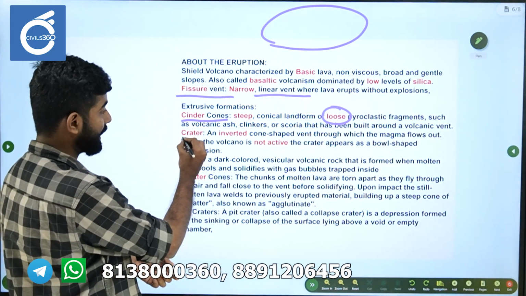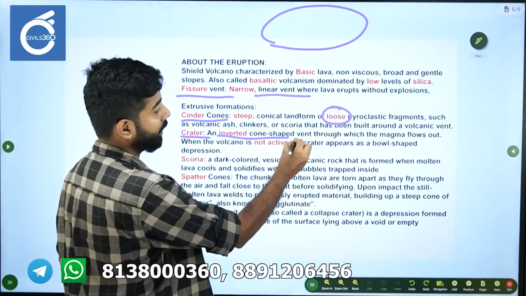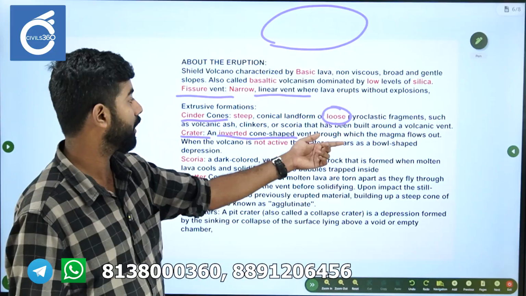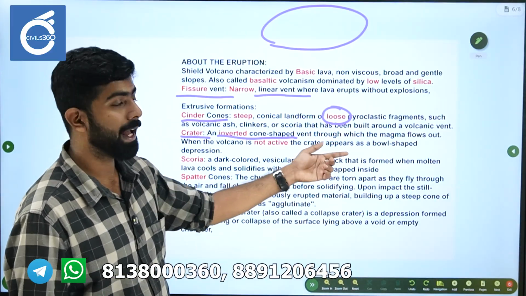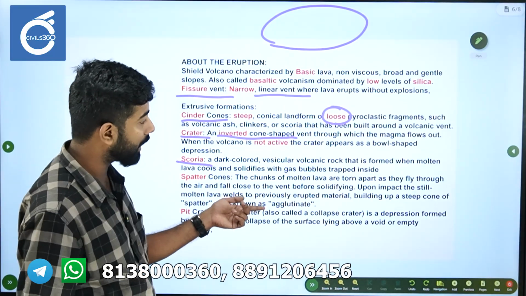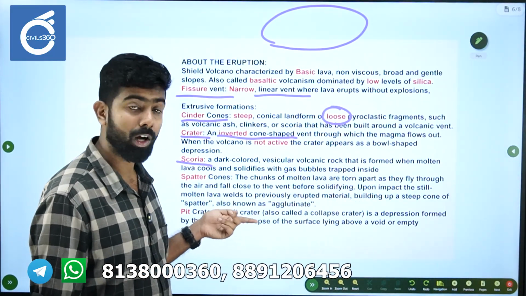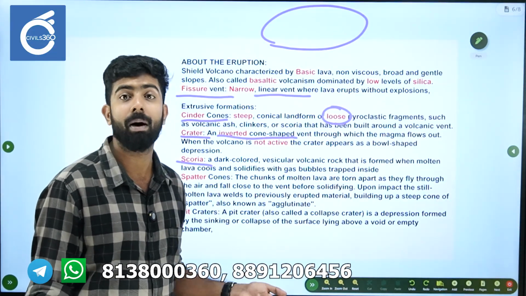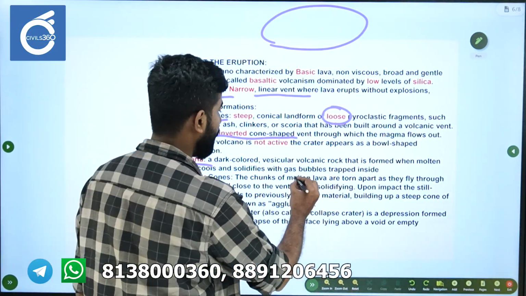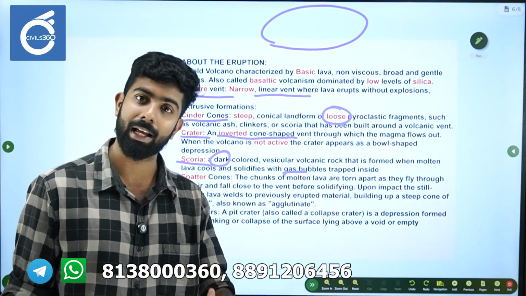And then you have a crater. When you remember a crater, remember that it's an inverted cone-shaped vent, through which the magma actually flows out. Then scoria. Scoria is a dark colored vesicular volcanic rock that is formed when molten lava cools and solidifies with gas bubbles trapped inside. I just explained it. Remember it is dark colored. Pumice stones are light colored.